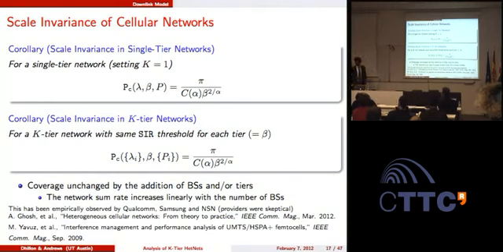Sorry, can I ask a question? I'm trying to understand this first corollary, scale invariance in single tier networks and k-tier networks. You mean that by adding femtocells on top of macro, the coverage probability is not going to change?